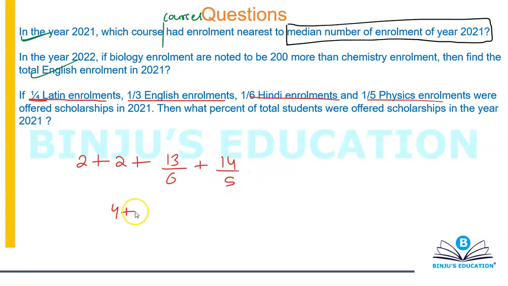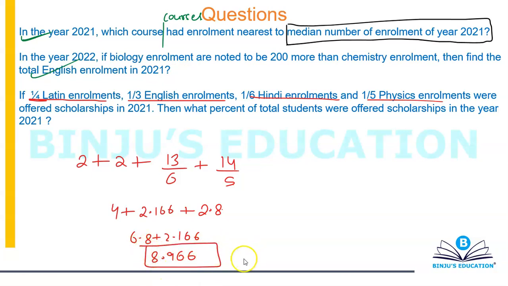So this is 4 plus 2.166, and this will become 2.8. So 6.8 plus 2.166 will become 8.966. So you can say that it is roughly 9%.